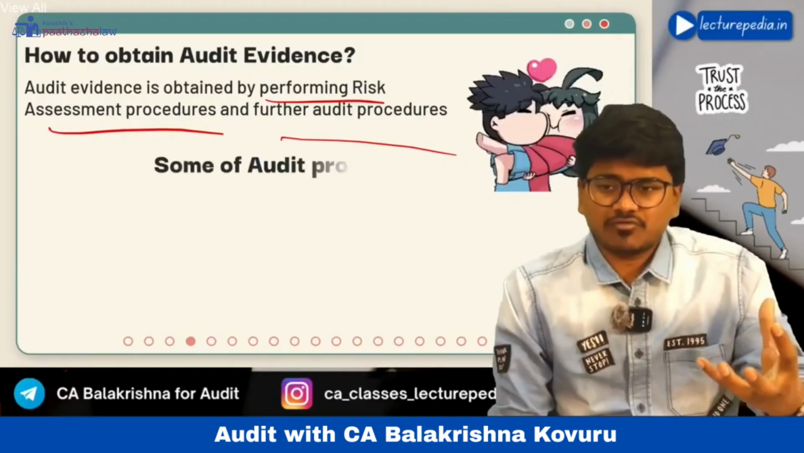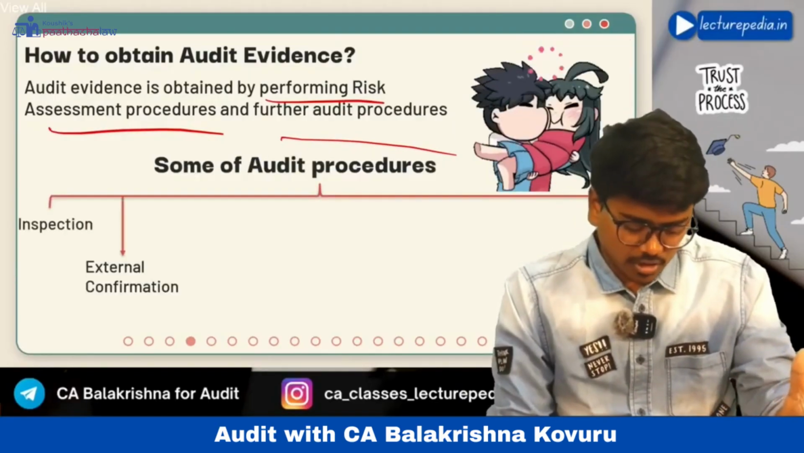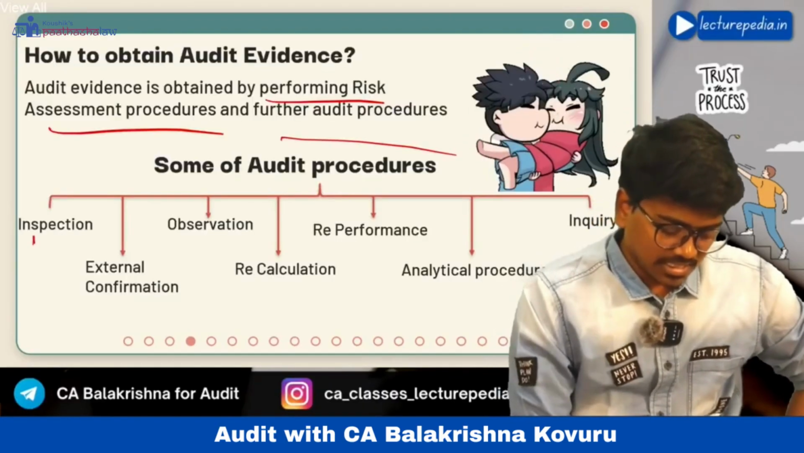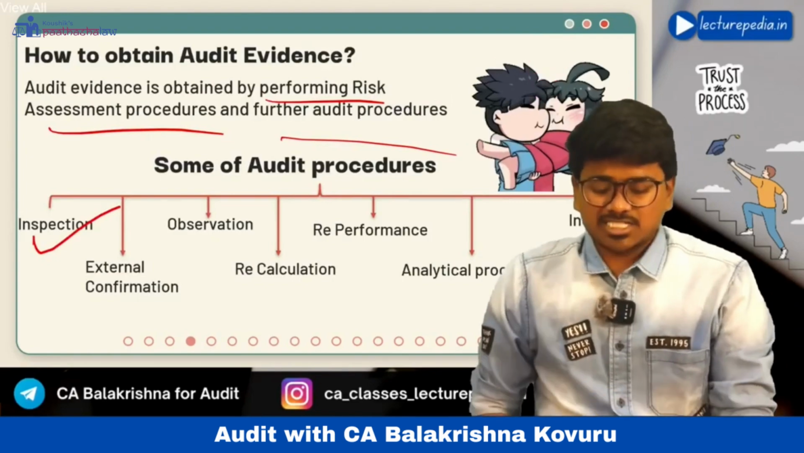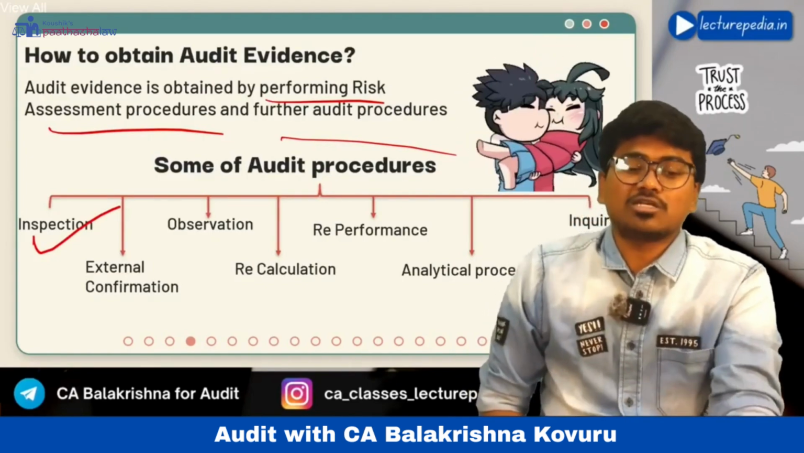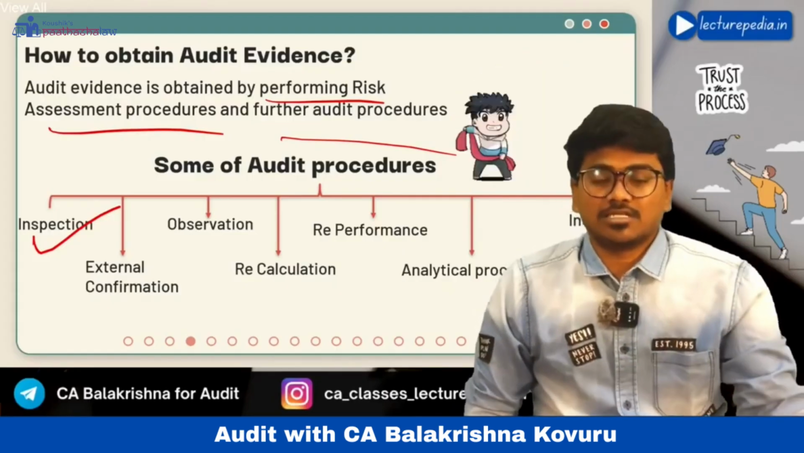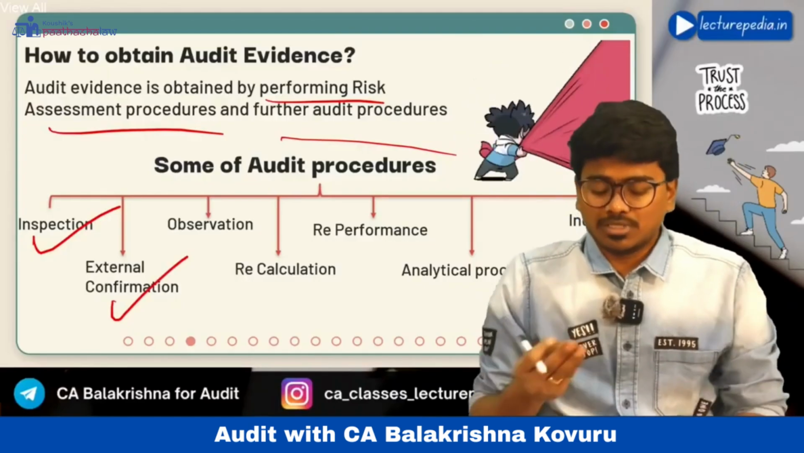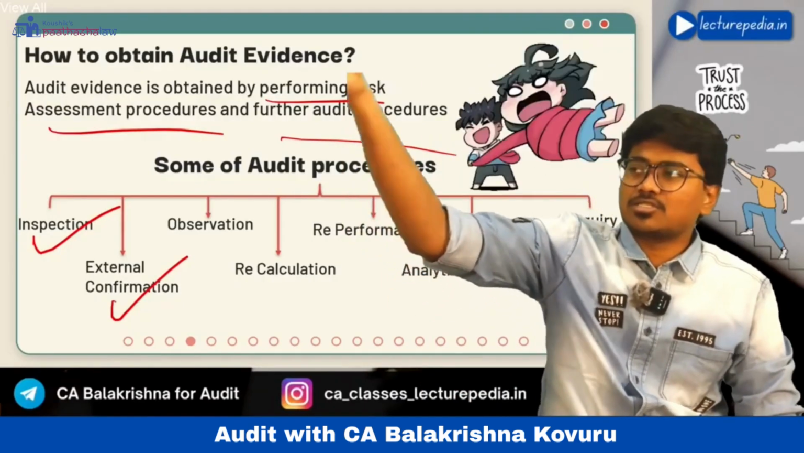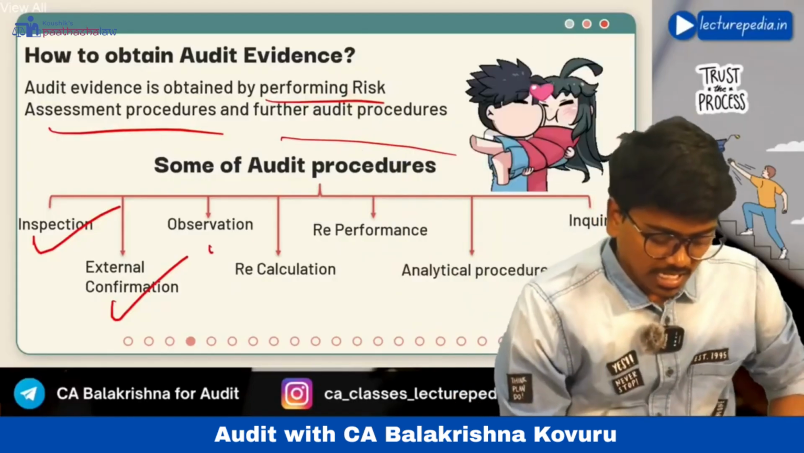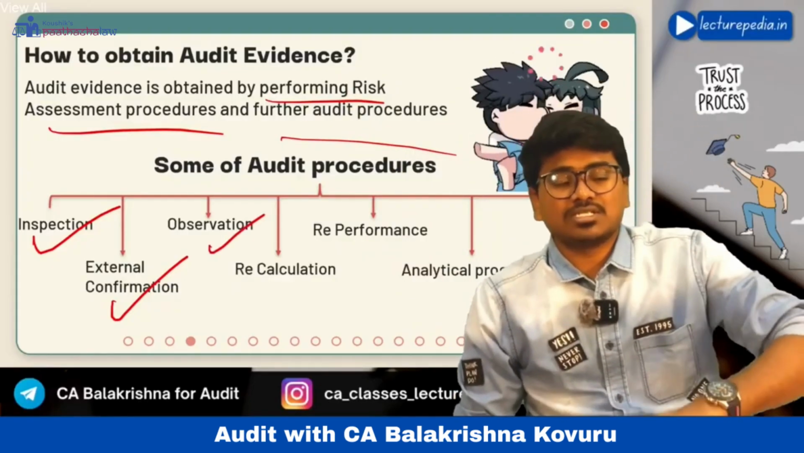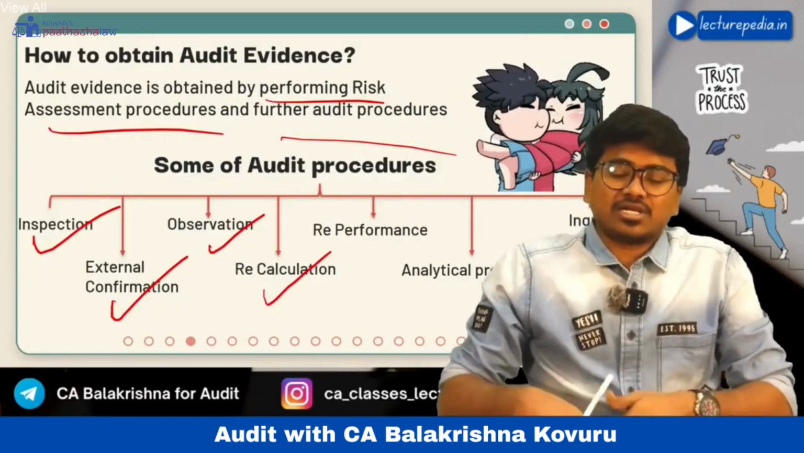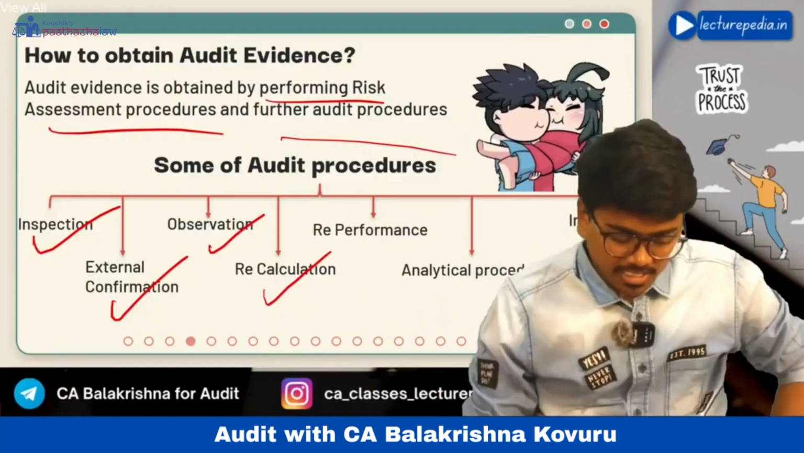Now, what are some of the audit procedures? These are some examples of audit procedures. Inspection: examining of records, documents and some assets is known as inspection. Next, external confirmation. You already know, you will send a balance confirmation request to a third party, that is known as external confirmation. Observation: you will observe the procedures that the management is performing. Recalculation: you will recalculate the calculations that have already been done by management.